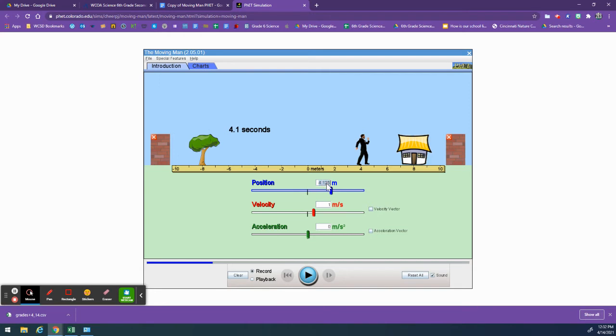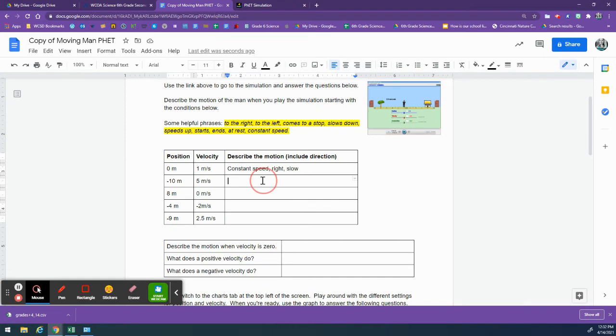And then the next one says to put the position at negative 10 meters and the velocity at 5 meters per second. So I'm going to put this at negative 10 and the velocity at 5. Let me make sure I have those numbers right. Negative 10 and 5. And then I'm going to hit play. So I can see he's moving faster, still moving to the right, and velocity is positive. So if I go back, it's still constant speed to the right, but this time it is fast.